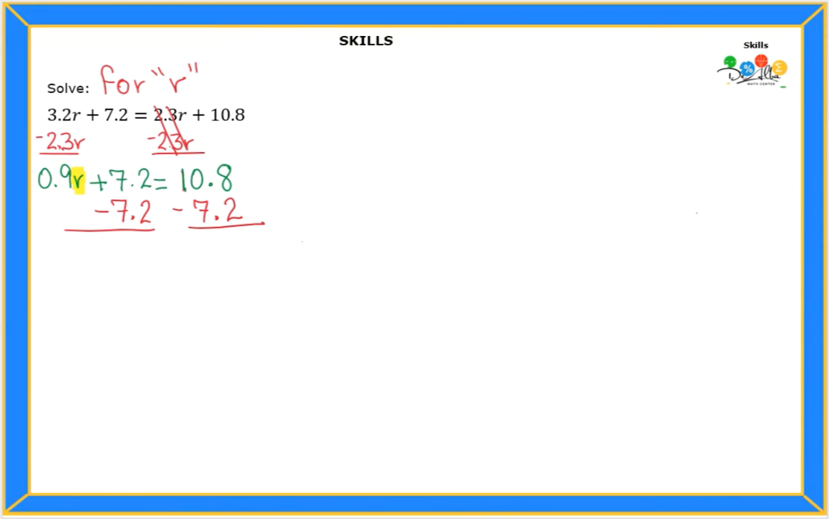Okay? So my 0.9r is still there. I haven't done anything. And of course, 7.2 minus 7.2 is 0, so I don't need to write down the 0. And on the right side, I have 10.8 minus 7.2, and I have 3.6 as an answer. Okay? Now, notice how my r is still on the left, but it's next to my coefficient 0.9, right?